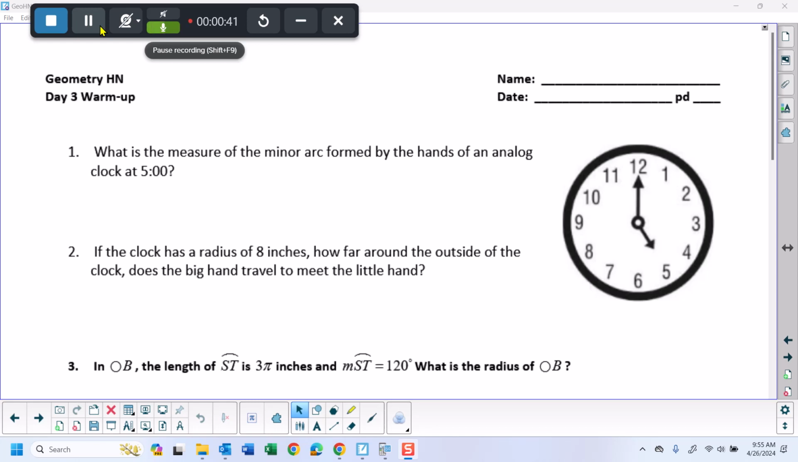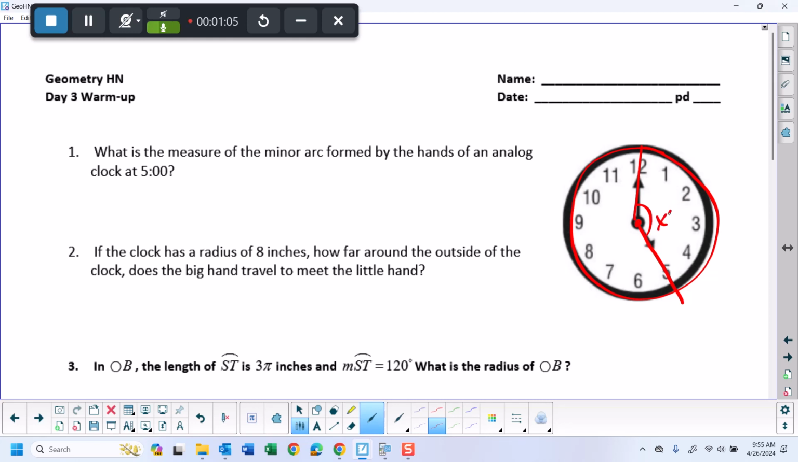I have to measure the minor arc formed by the hands of the analog clock. Let's talk about this clock as a circle that we recognize. I know that the distance around the clock is my circumference. I know that the center of the clock is my center. And I know that each of these hands represents radii. So I need to know what is the angle that is inside there before I can figure out the measure of that minor arc. Measure is not length.